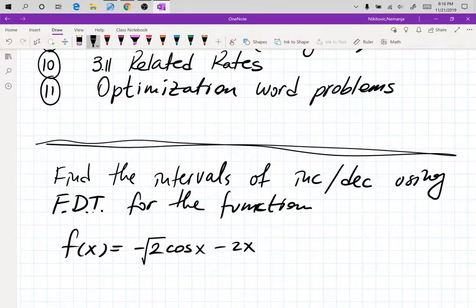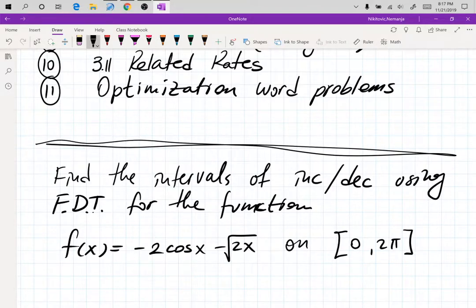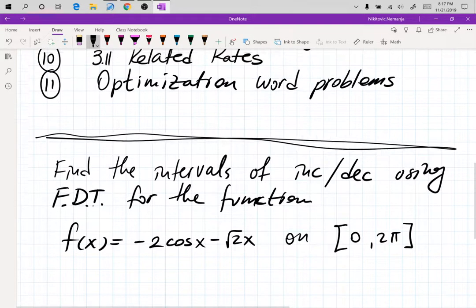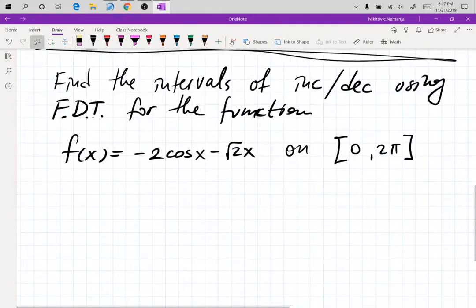Like this? No, minus... Like this? On interval 0 to 2 pi. Is this cool? Yeah, I think x is outside. Oh, okay. X is outside. Okay, fine. You win. So minus 2 cosine x.